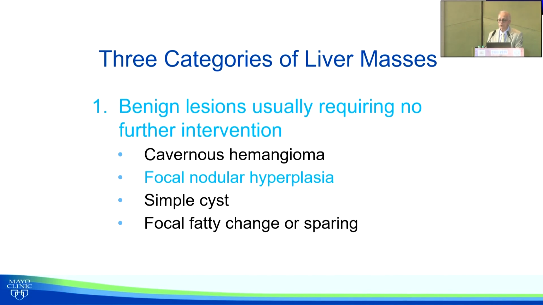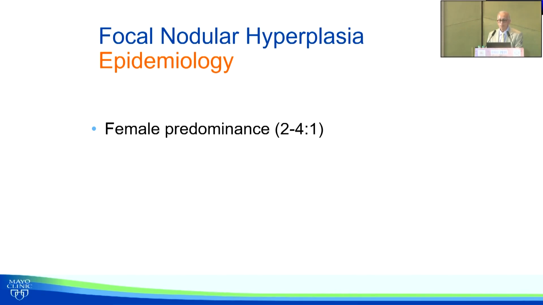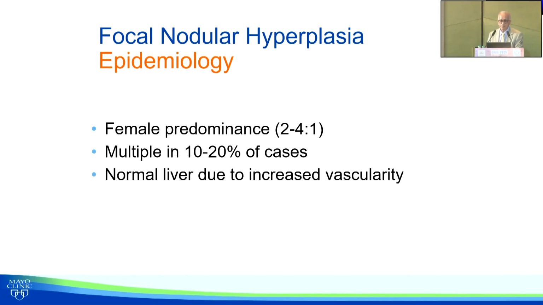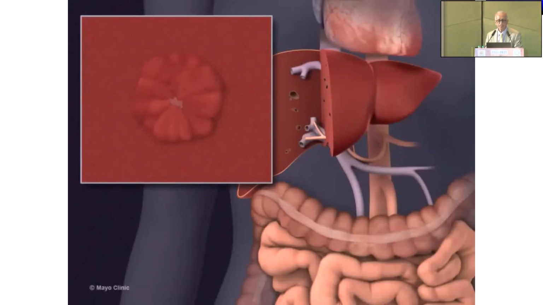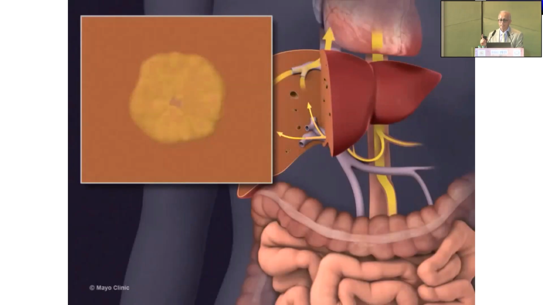Next benign lesion is focal nodular hyperplasia. More common in females, again, multiple. And focal nodular hyperplasia is normal liver because of more vascularity. So any condition where there's liver blood flow which is irregular, think of FNH. So portal vein thrombosis, if you see a mass, more likely FNH. Budd-Chiari, more likely FNH. Congenital heart disease, more likely FNH. So this is the typical appearance of focal nodular hyperplasia. Early arterial enhancement, but remember it is normal liver.